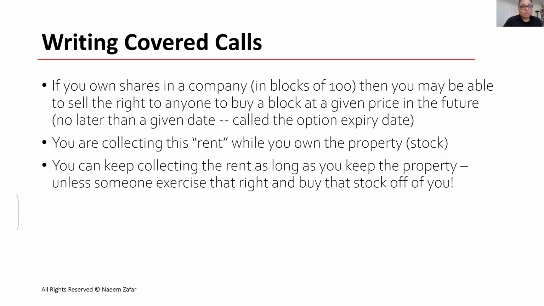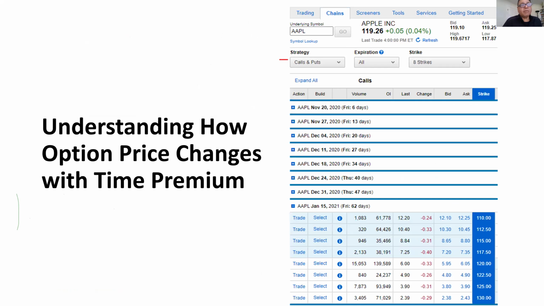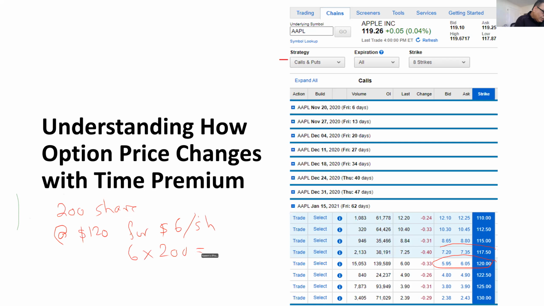So imagine, let's go back to see how much money you can make. Suppose you own 200 shares of Apple. What is the premium for selling a call by January at $120? The answer is approximately $6. So if you own 200 shares of Apple, you can sell somebody the right to buy it from you at 120 for $6 a share. How much will they pay you? They'll pay you 6 times 200, so you'll get $1,200. I'm calling it rent because you sold what's called a covered call.